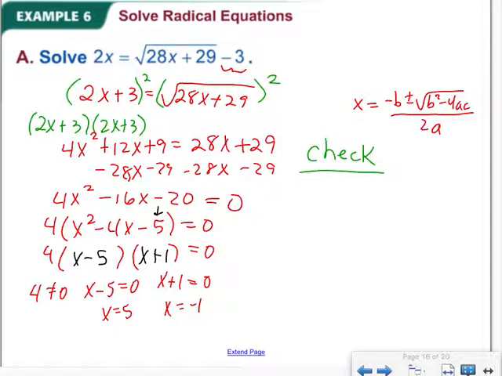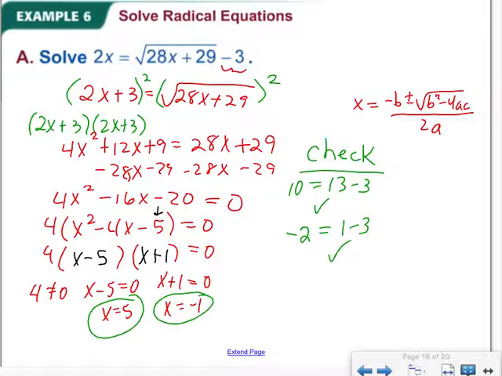If you plug in a 5, so now I'm just checking the 5, you get 10 equals 13 minus 3, which is true. So x equals 5 works. You can check it in your head, you can check it on paper, you can check it however you want, but you need to check it. Now let's plug negative 1 into the equation. You get negative 2 equals 1 minus 3. That one also checks out.